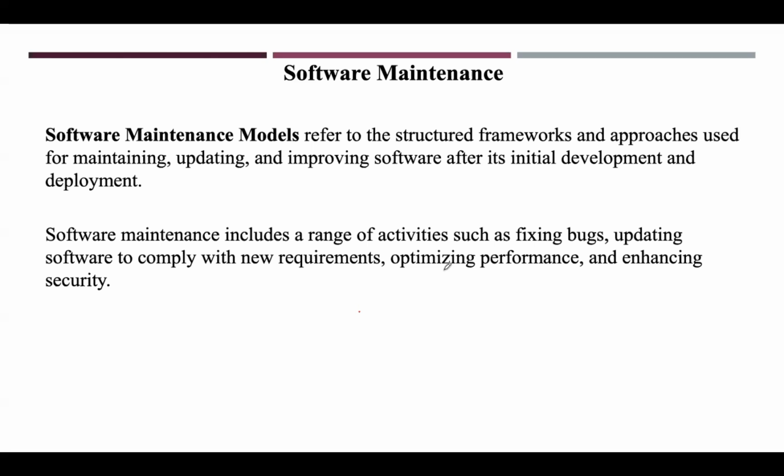In this lecture, let us discuss software maintenance, which is a process of updating, improving, and fixing the software after its initial release. This phase ensures that the software continues to meet user needs, remains secure, and functions correctly over time. Maintenance activities are typically required to address issues like fixing bugs, updating software to comply with new requirements, optimizing performance, enhancing security, addressing performance degradation, or accommodating changes in the user requirements.